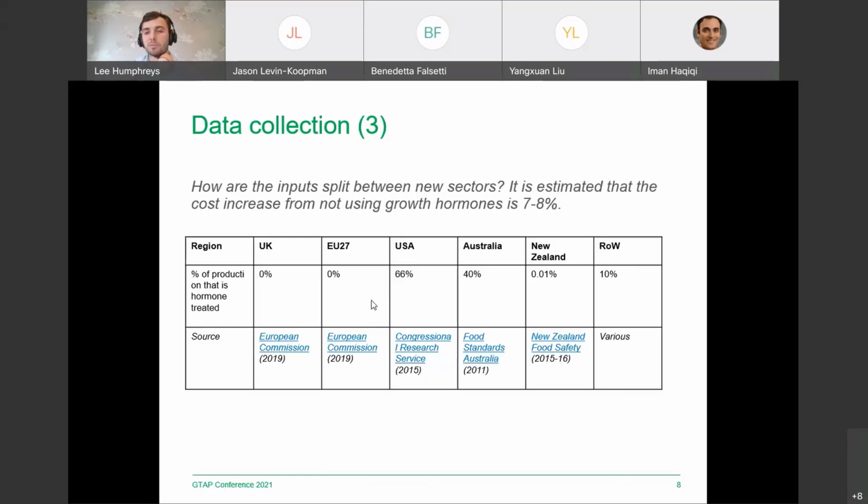So one extra point to make here is that one of the reasons we do this is because producing the commodity that is hormone-free beef carries an extra cost. It's estimated that the cost increase for not using growth hormones is between 7% and 8%. So this is quite a significant cost increase. We want to figure out what impact that might have on production and trade flows, and what impact this will have.